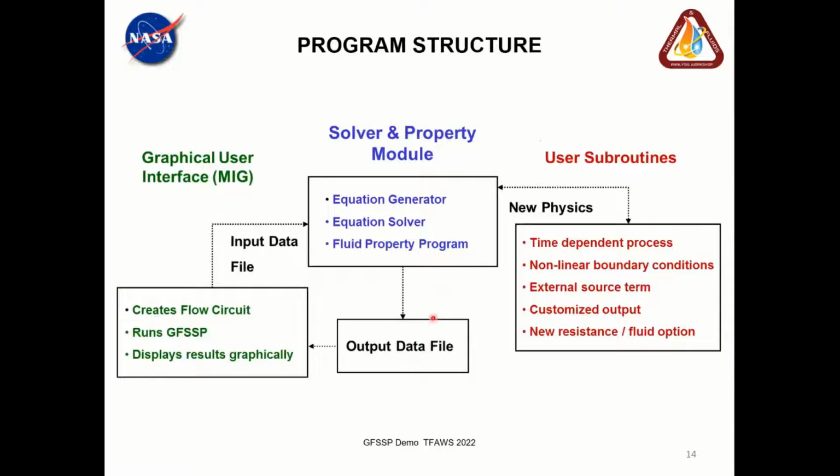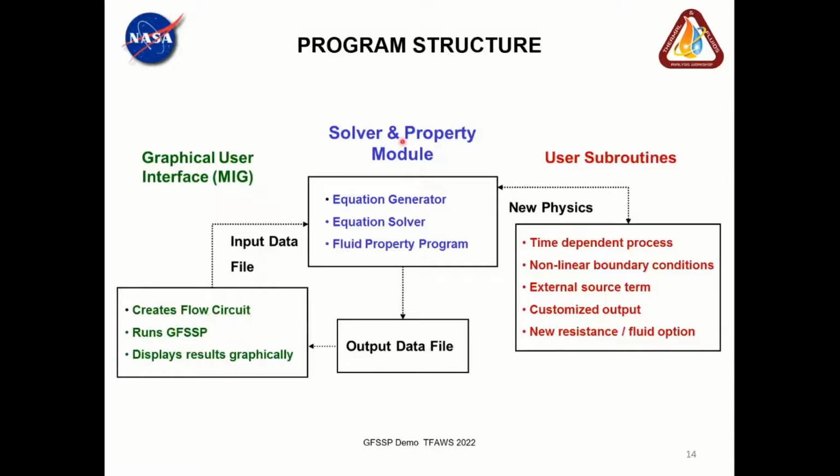Okay, so this slide shows the program structure. GFSSP essentially consists of three modules. The first is the graphical user interface, where the user spends most of the time, and during the demonstrations I'm going to show you how you can develop a model through it. Essentially, you create your flow circuits here, and then provide the boundary conditions. As soon as you have finished the model development, you simply hit the run button, and when you do that, it creates an input data file, an ASCII file which you can see.